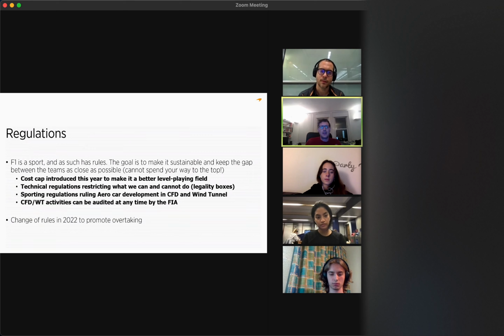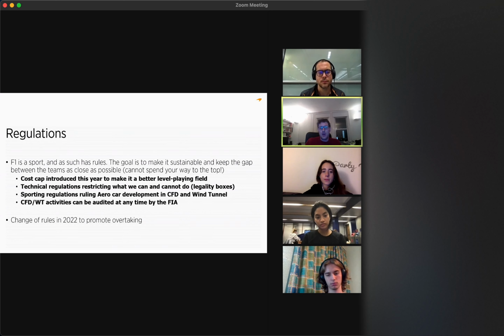And then we have the sporting regulation as well. Some of those are directly applicable to us. Because aerodynamic performance is so important to the overall performance of the car, it is a regulated activity. So we have strong limits in terms of the way we use CFD and the way we use the wind tunnel, and I'll go through these in a moment.